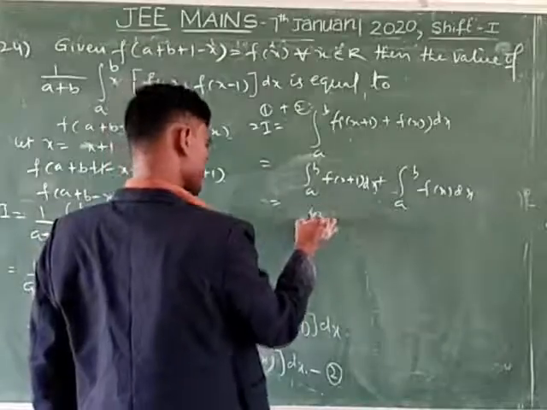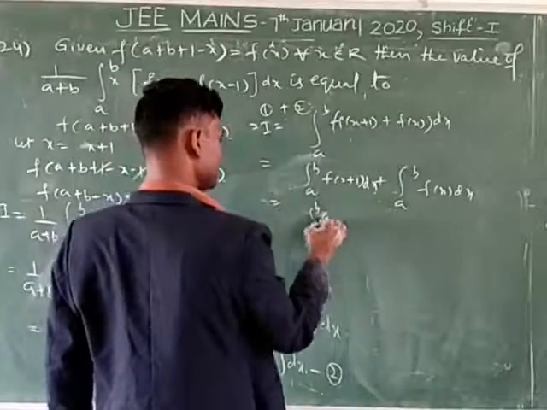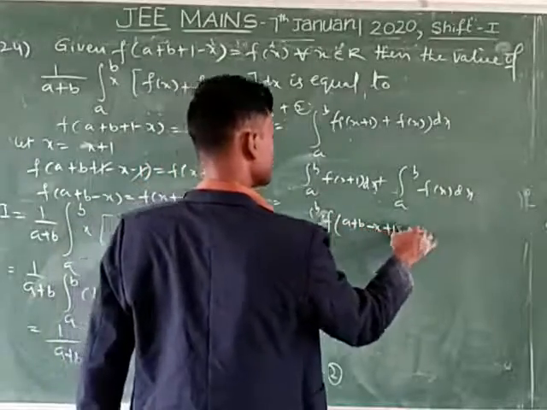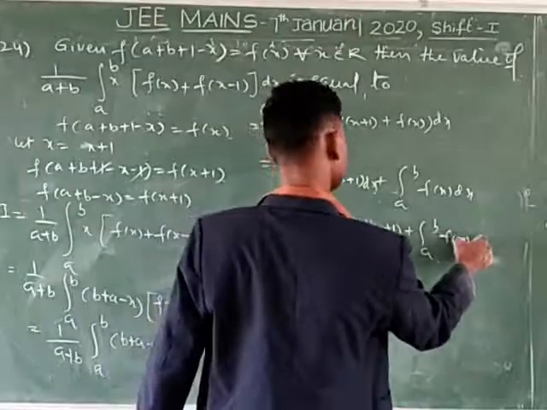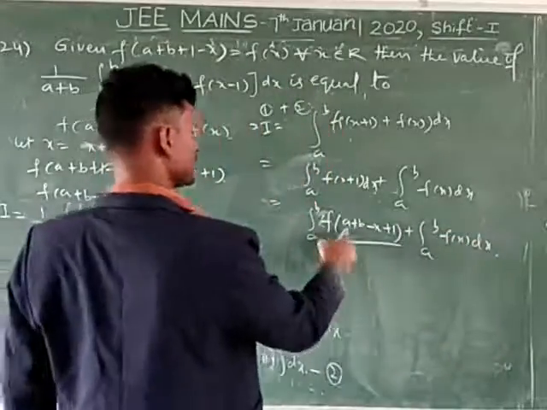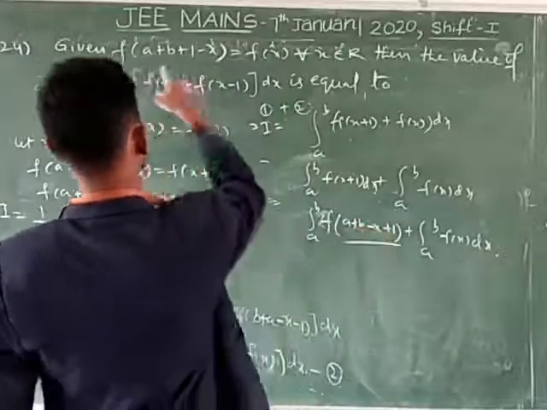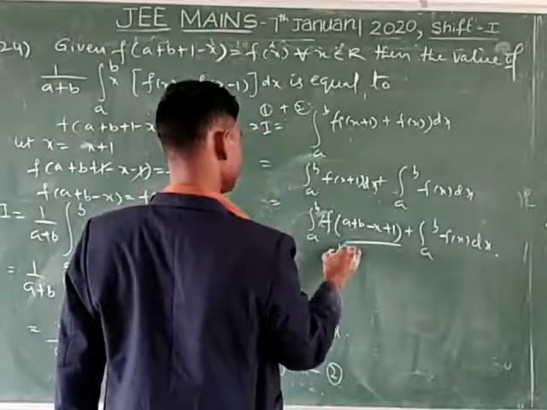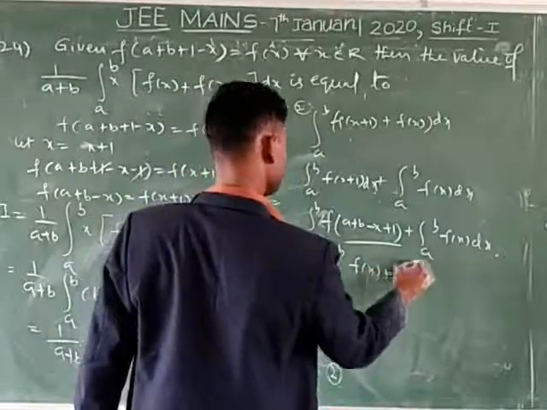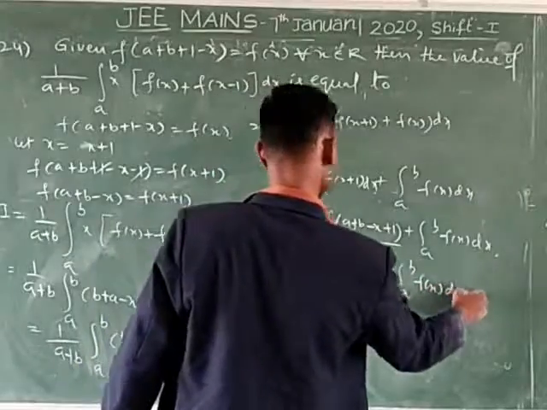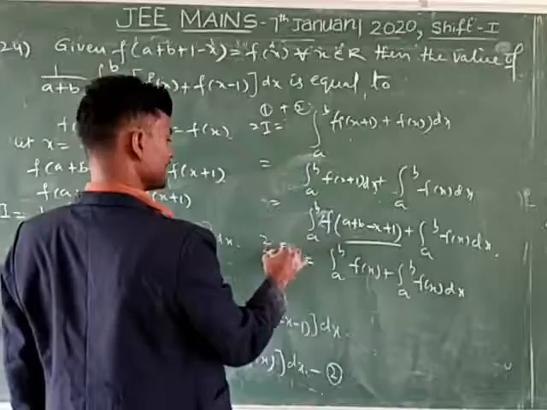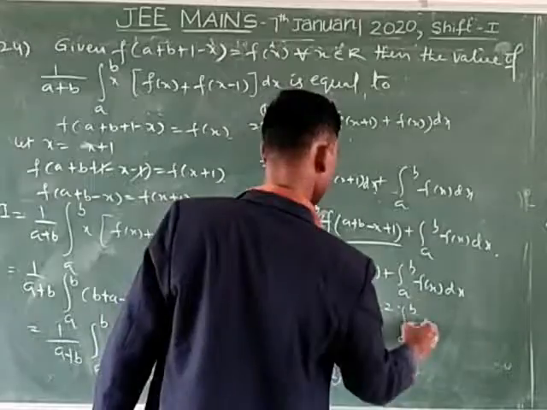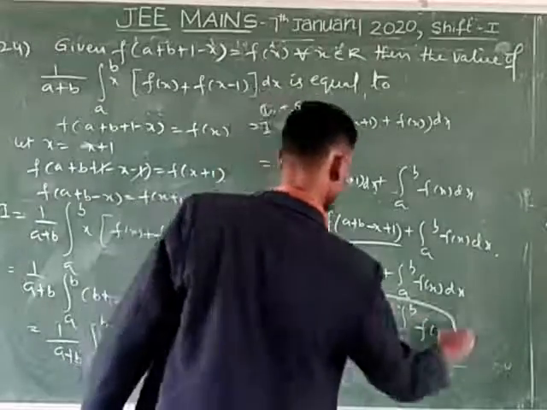Here integral of a to b, f of a plus b minus x plus 1, plus integral of a to b f of x dx. Now see here, a plus b minus x plus 1 gives again f of x. Then integral of a to b f of x plus integral of a to b f of x dx. Now see here, this is 2I. Then 2I is equal to 2 times the integral of a to b f of x. This is the answer.